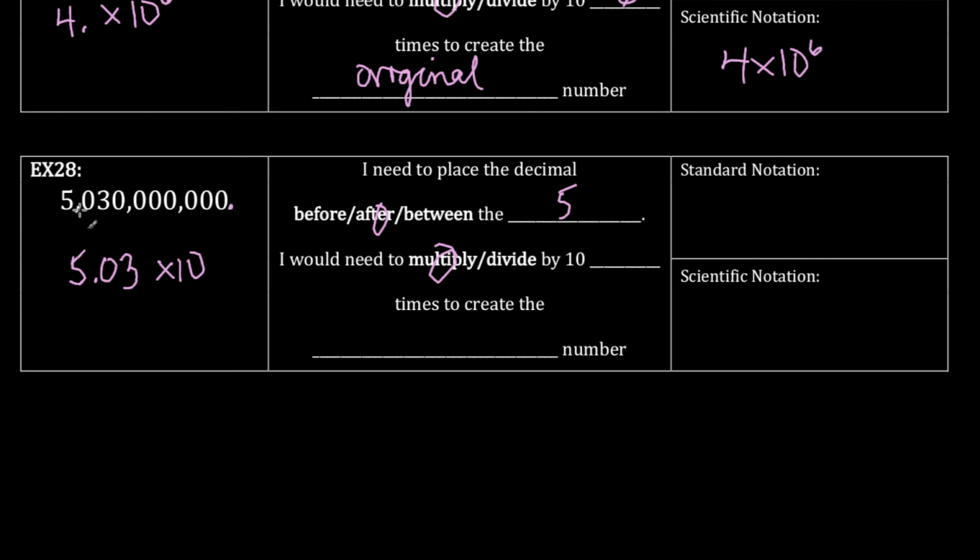If I put it here, I would need to multiply 1, 2, 3, 4, 5, 6, 7, 8, 9 times. So I would have to multiply by 10 nine times. That means 10 to the 9th power to get back to the original number.